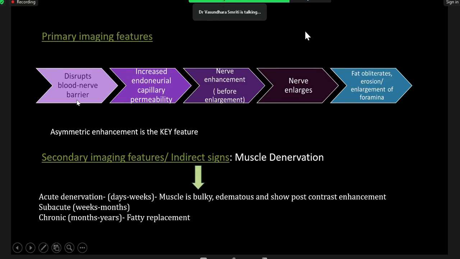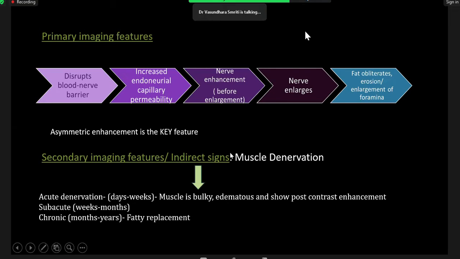Now, what are the imaging features that you will look for? What happens in perineural spread? The blood-nerve barrier is disrupted. There is increased capillary permeability, so the nerve starts enhancing. Later on, the nerve enlarges, and as the nerve enlarges, it then erodes. It may enlarge a foramen or it causes destruction, which are the secondary signs. The asymmetric enhancement of the nerve is hence the first sign.